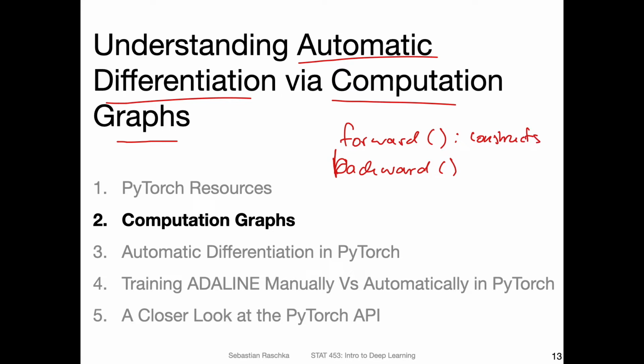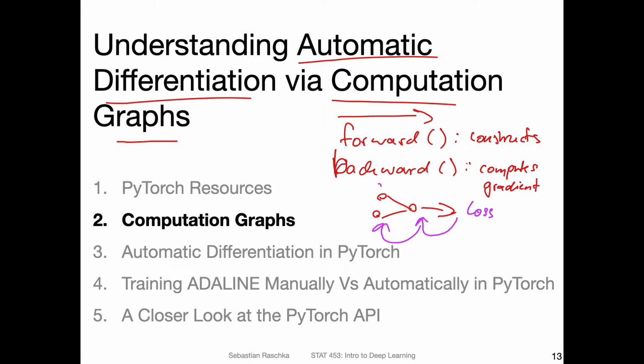So in the forward method, this one constructs the graph, and then backward essentially computes gradients by walking backward. So forward is constructing a graph. If we have a graph with multiple inputs, some computations, this is like the forward method, and in the backward method, based on the output, we compute the derivatives of the output or the loss with respect to these inputs, for example, the weights that we want to update.